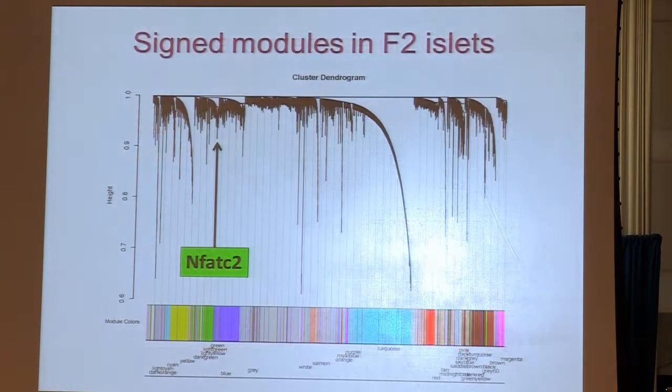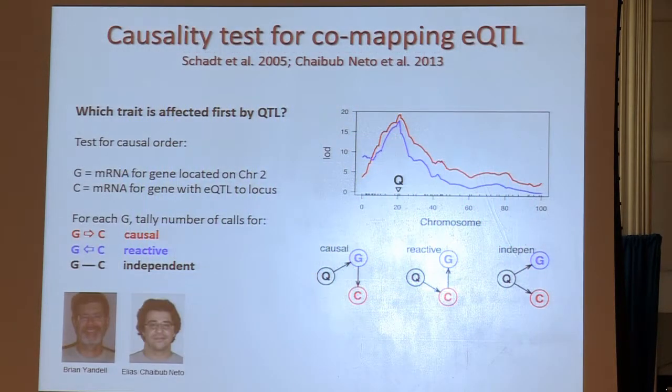Okay, so let me talk about NFAT-C2. Brian and Elias are going to cover the rigors of causal modeling, so I'll be able to basically advertise their talk tomorrow. But basically, what they can do is use a pairwise computation to favor whether the relationship is causal, reactive, or independent. And by causal, I mean the QTL affects the gene of interest, which then affects a secondary gene. And this is the most interesting model because it's testable.